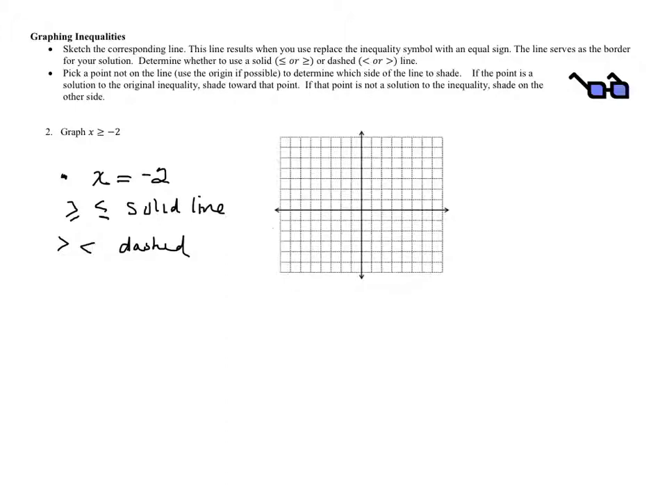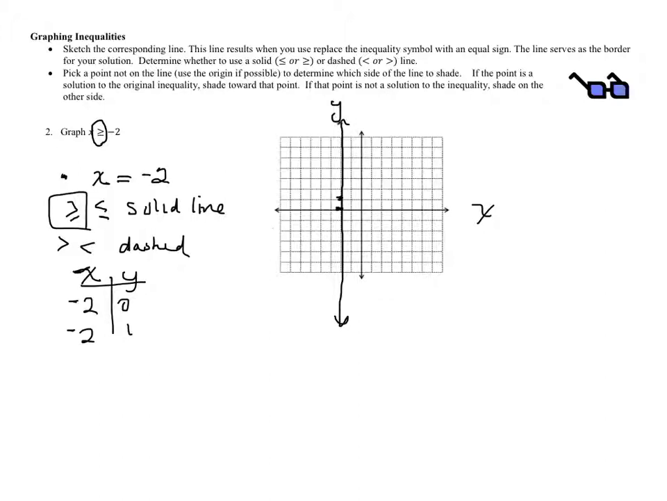So here we go. X is equal to -2. It's one of these cute lines where x is always -2. Y can be anything I want. I label my axes. -2, 0, 1, okay? And since the original inequality is greater than or equal to, I'm in the solid line category, because when x is equal to -2, it is part of the solution. -2 is greater than or equal to -2.